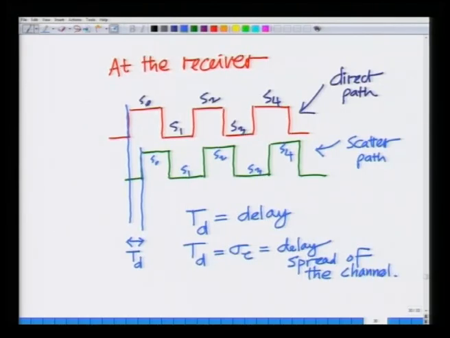So, I am transmitting a signal at the base station, and I am receiving one signal, and then I am receiving another copy which is coming from the scatter component, that is from trees and buildings, but it has to travel a larger distance. So, it is arriving at a slight delay. That delay is nothing but the delay spread of the channel.